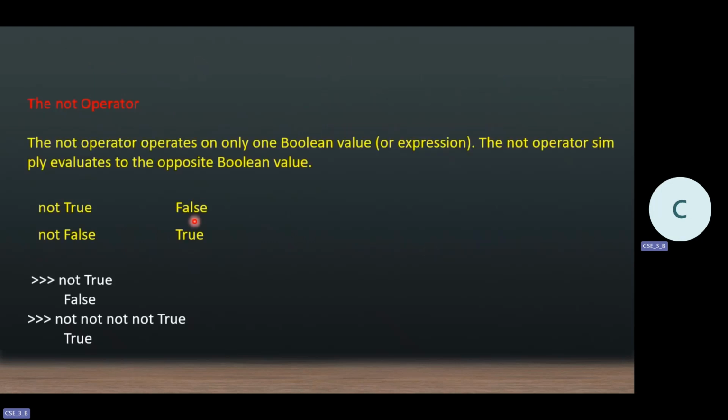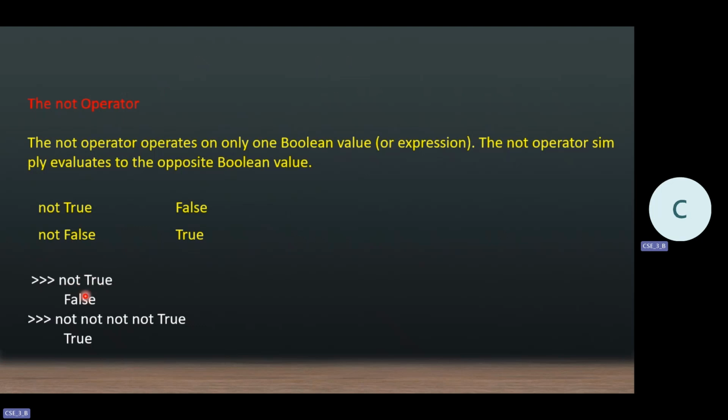Similarly, next we focus on the NOT operator. The NOT operator operates on only one Boolean value. The NOT operator simply evaluates to the opposite Boolean value. So we can observe here NOT of true is false and NOT of false is true. And we can also observe this with some examples.